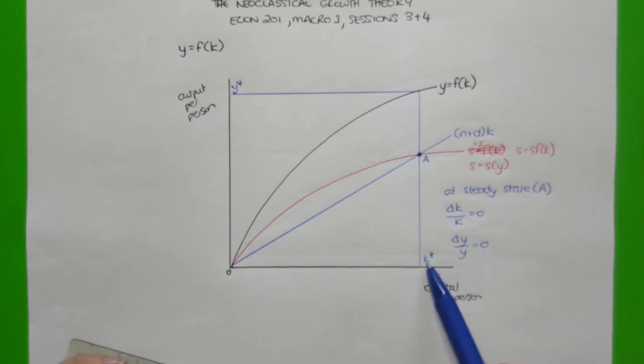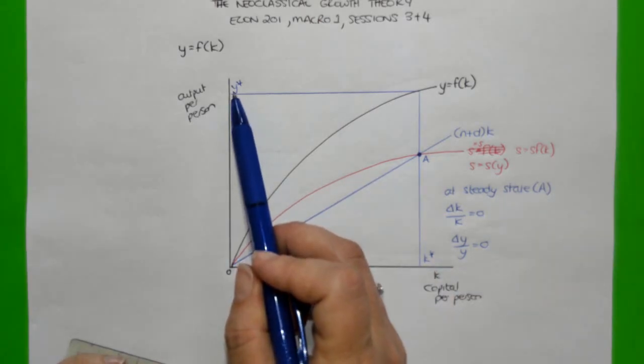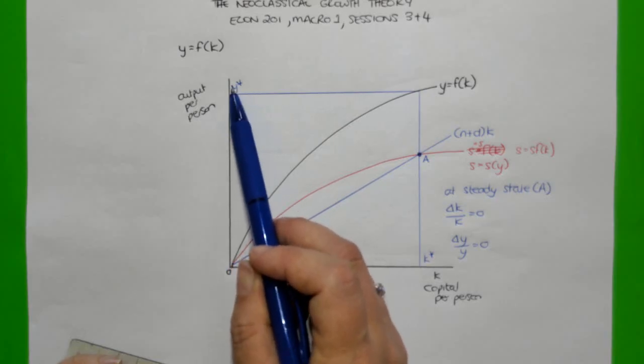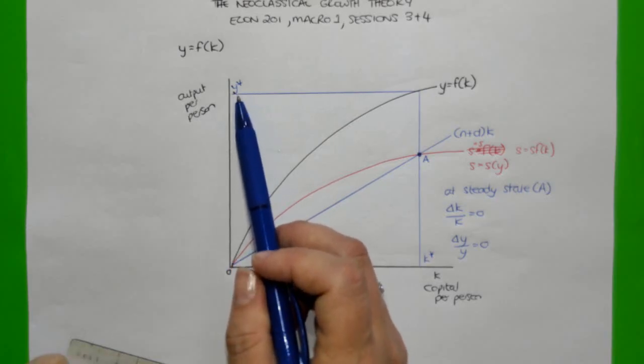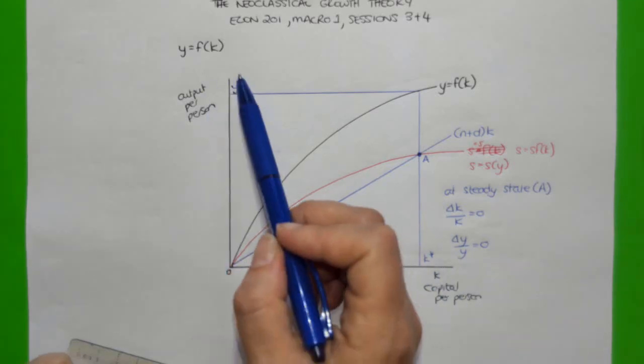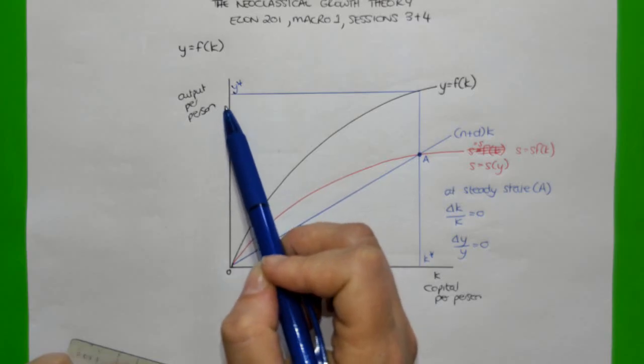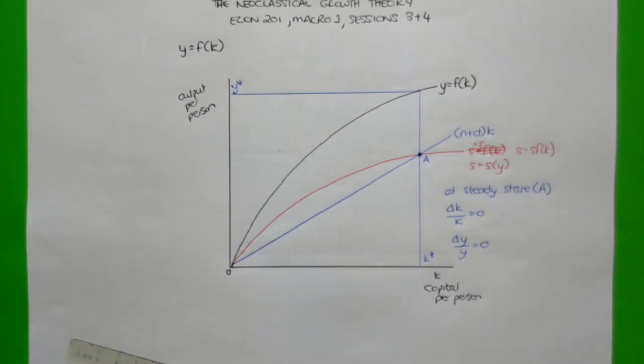That's not to say that capital per person is 0. Capital per person is not 0. Capital per person is K star. Output per person is not 0. Output per person is a positive value. It's equal to Y star. What we are saying is that these values are not changing. So if the capital to labor ratio was 100, it would remain at 100. And if the output per person was at 1,000, it would remain at 1,000. Okay? What we are saying is that the change in the capital stock per person and the change in the output per person is equal to 0.